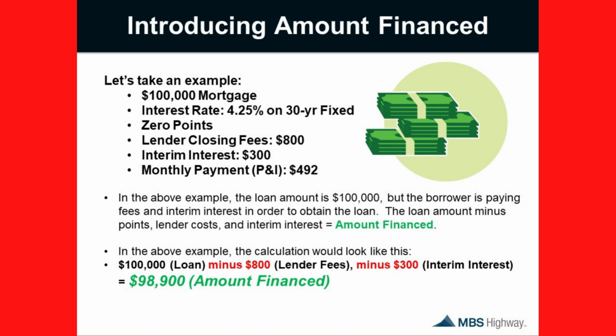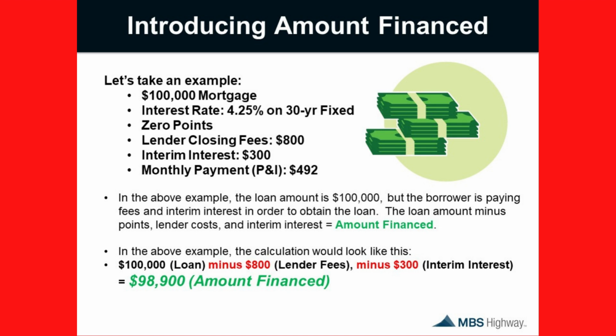So when your loan closes, the lender is going to give you $100,000. But what did you have to pay the lender in order to receive that $100,000? Well, in this scenario, you've got $800 in lender fees and $300 in interim interest, so $1,100 you're going to give the lender to receive that $100,000. So your actual amount financed is $98,900. That's an important figure.